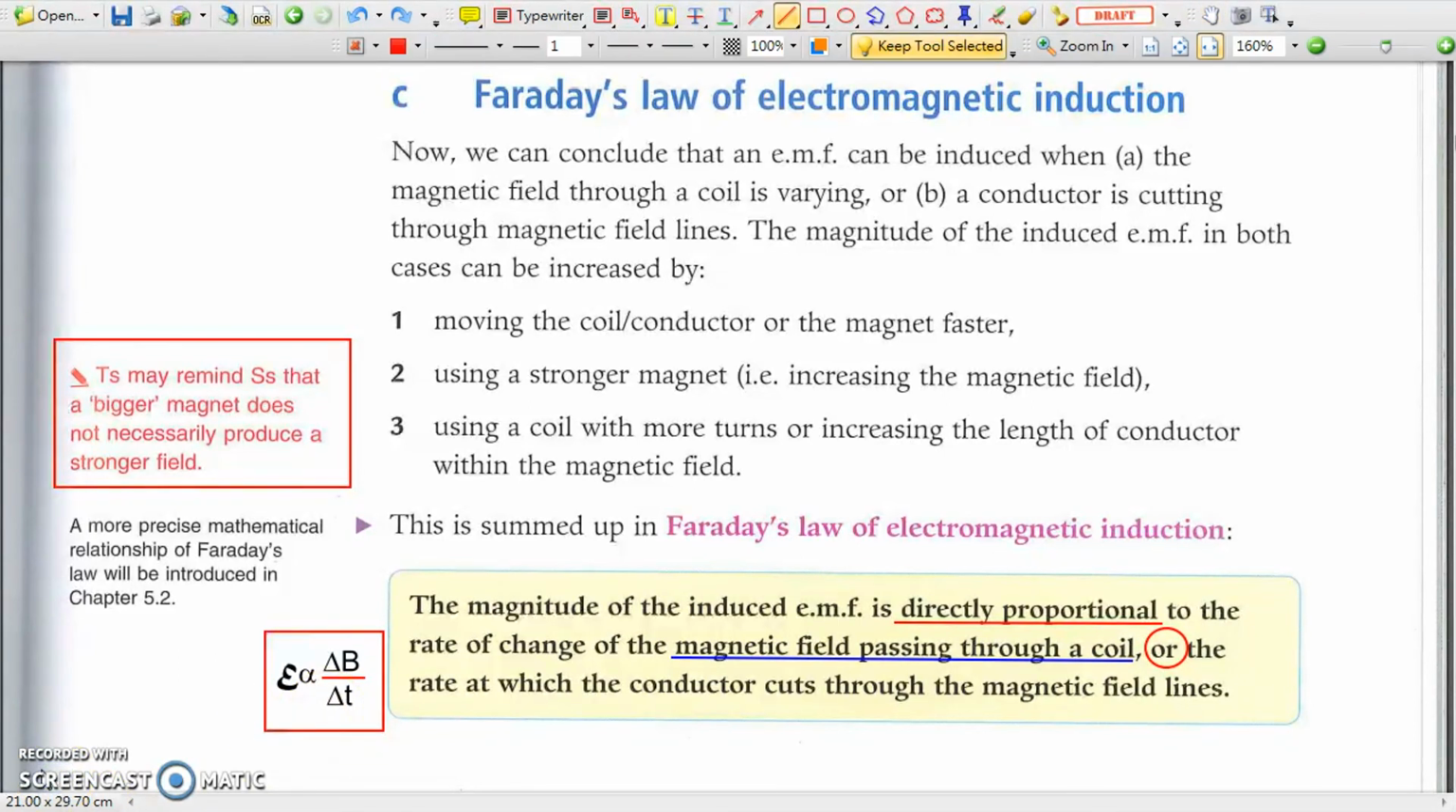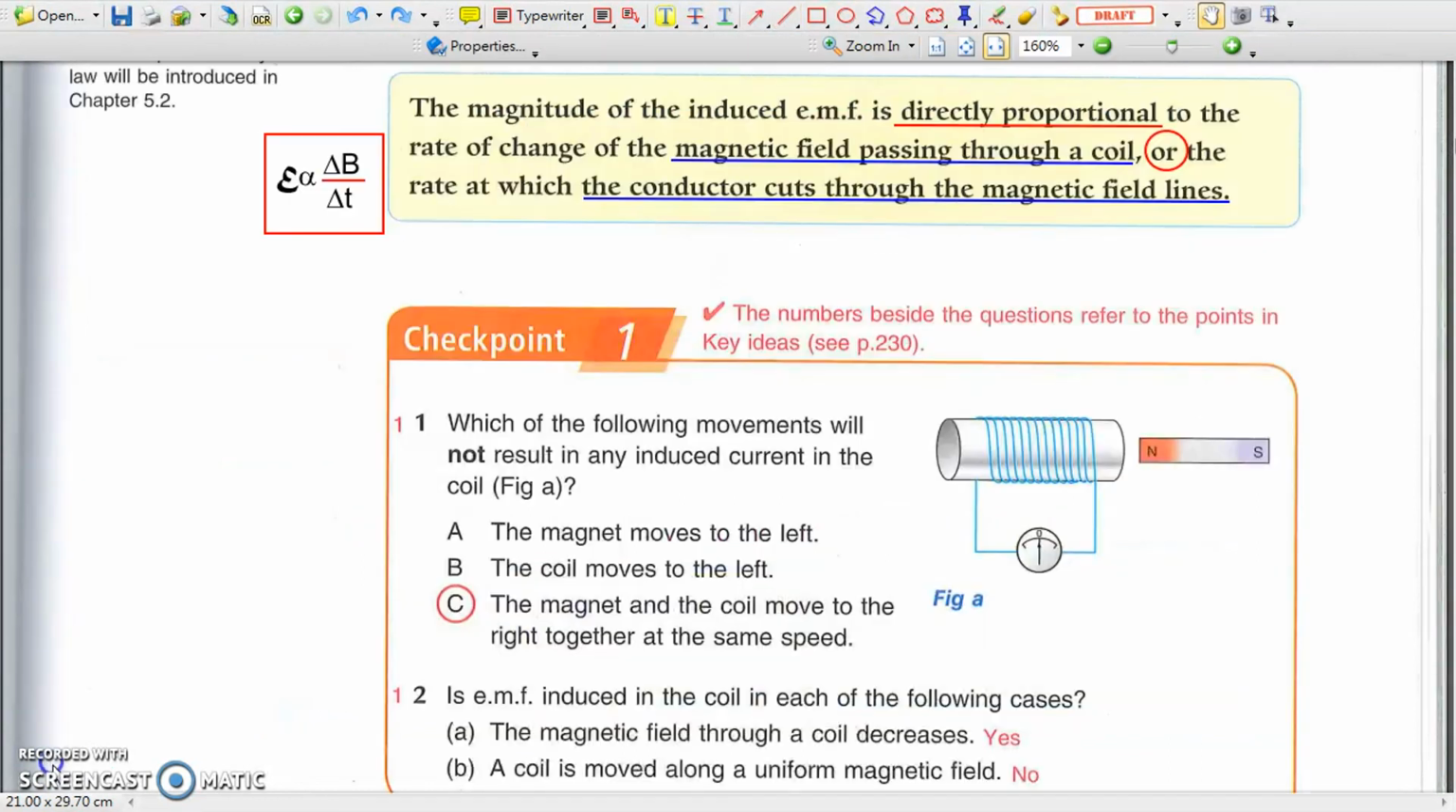But how to measure magnetic field passing through a coil, and how to measure the rate at which the conductor cuts through the magnetic field lines? Anyway, finish the checkpoints below. Let's continue the discussion afterwards.